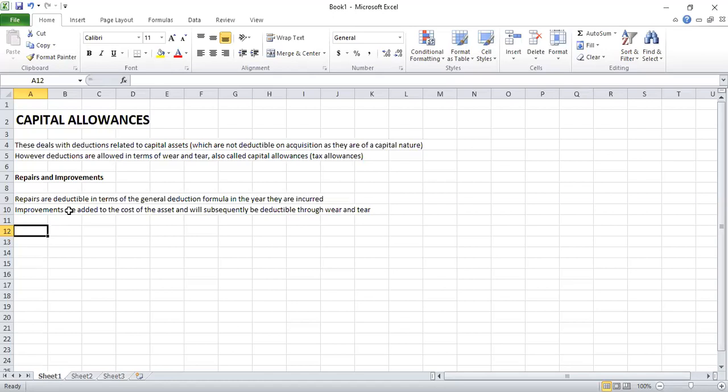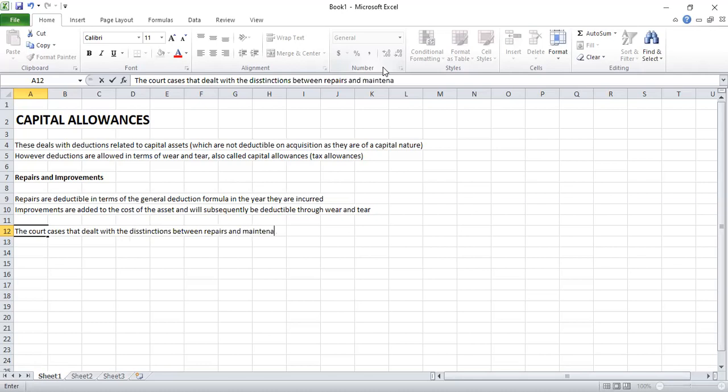Improvements now, there's no definition in the Act per se that gives that distinction. But we have got court cases that have assisted in helping us understand the distinction between repairs and improvements. So the court cases that dealt with the distinctions between repairs and maintenance, we have two prominent cases that have dealt with this part. We have the Fleming versus Commissioner. These cases, you might need them one time.